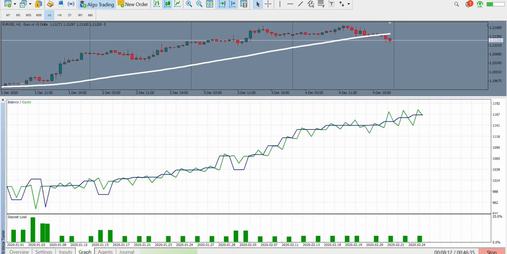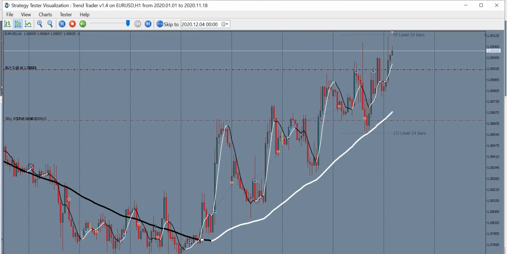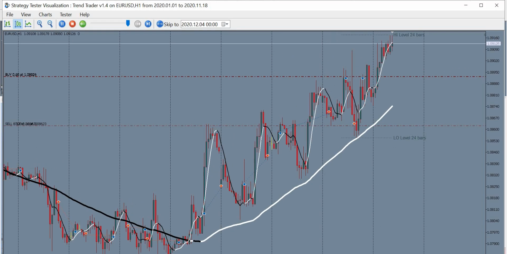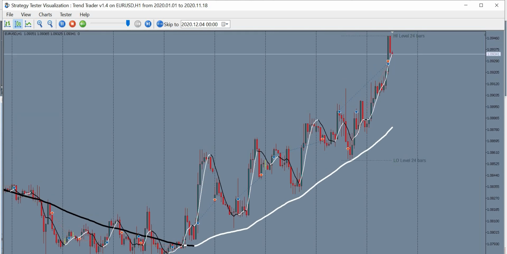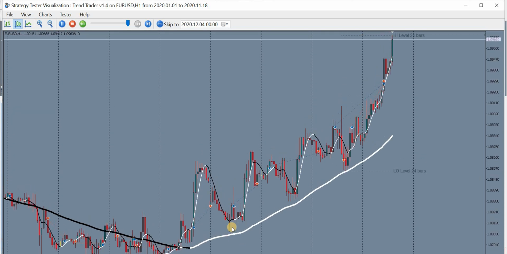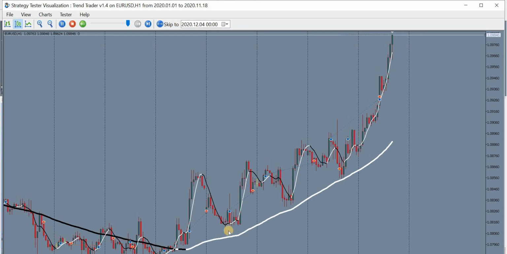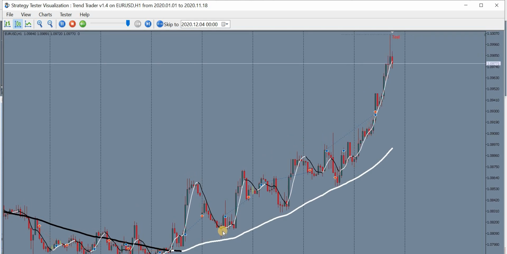Okay, let's leave this open. The expert advisor is trading as it should. We have an uptrend now, so it will open only buys, except for the hedging orders, of course.